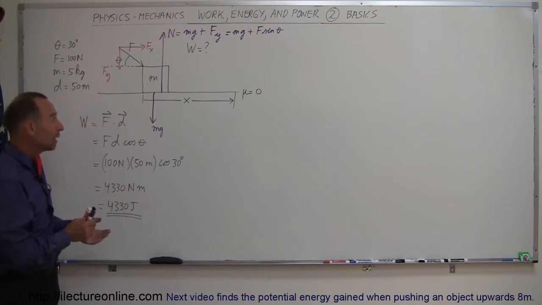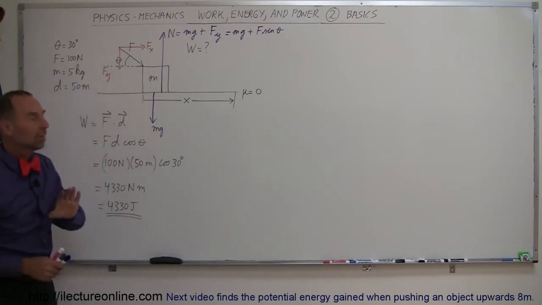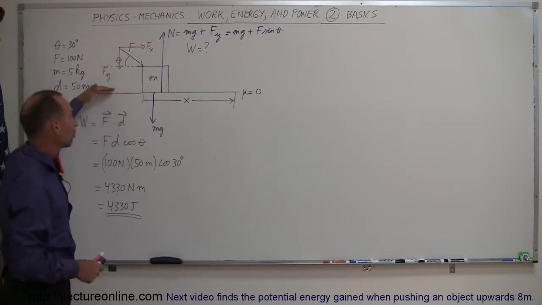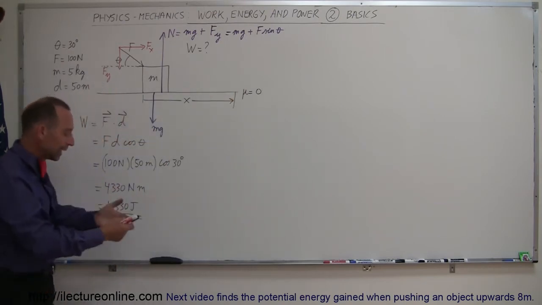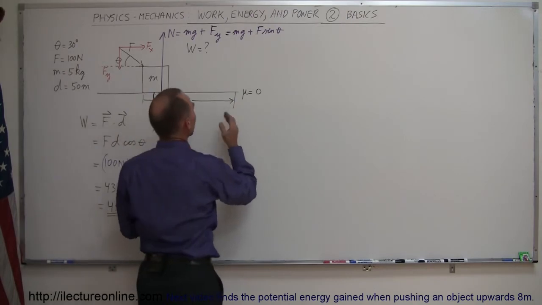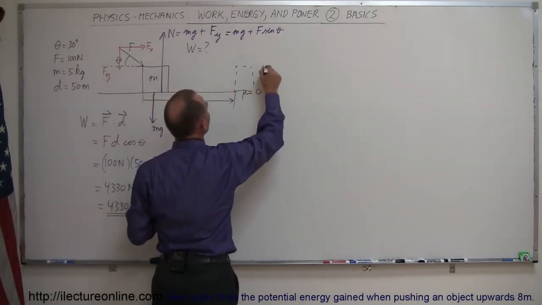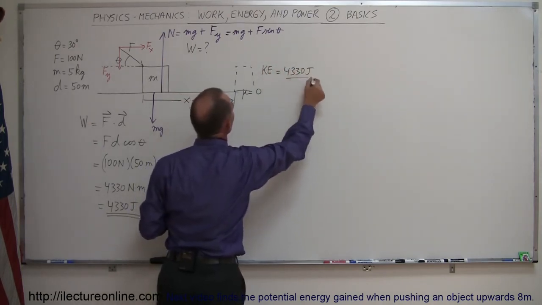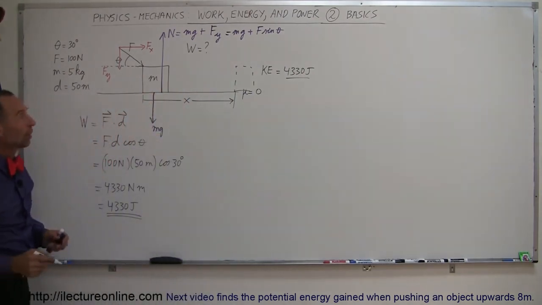And what kind of energy? Well, it's actually kinetic energy because the block did not gain any height. Potential energy, in this case, would be gained if the block had gained altitude or height. But since it's all on a flat surface, all of that 4,330 joules will have been converted into kinetic energy. So by the time the block gets over here, the kinetic energy of the block at this point will be 4,330 joules, meaning all this work was converted to energy. None was lost by overcoming friction. And that's how you do that.